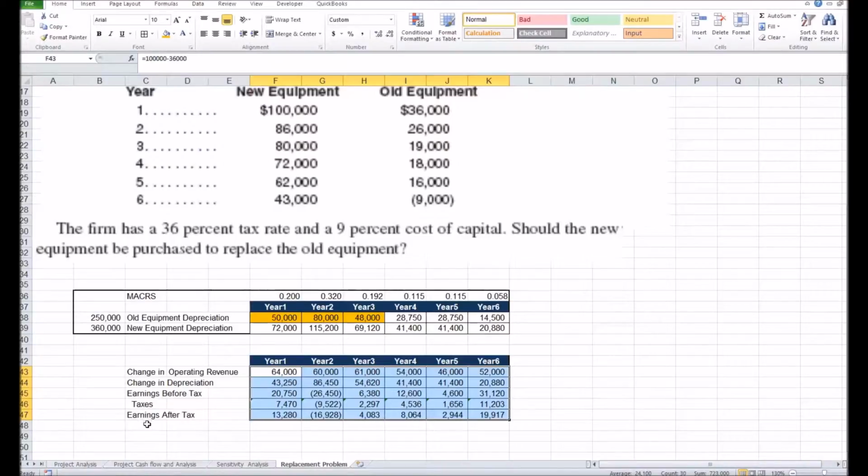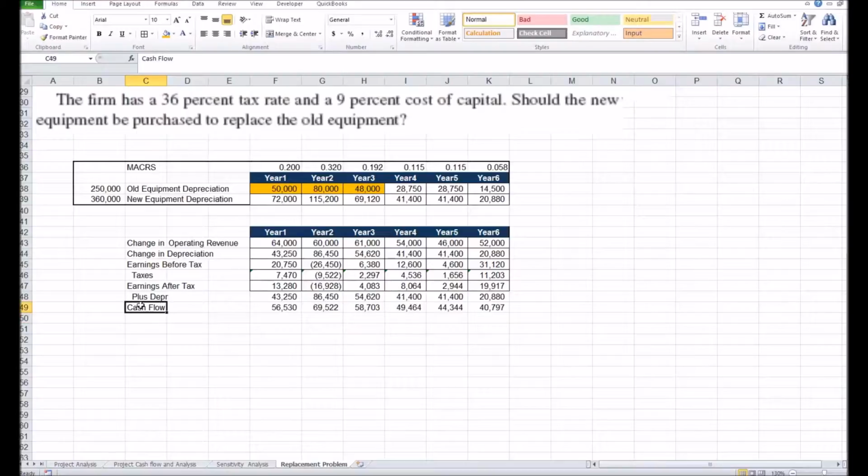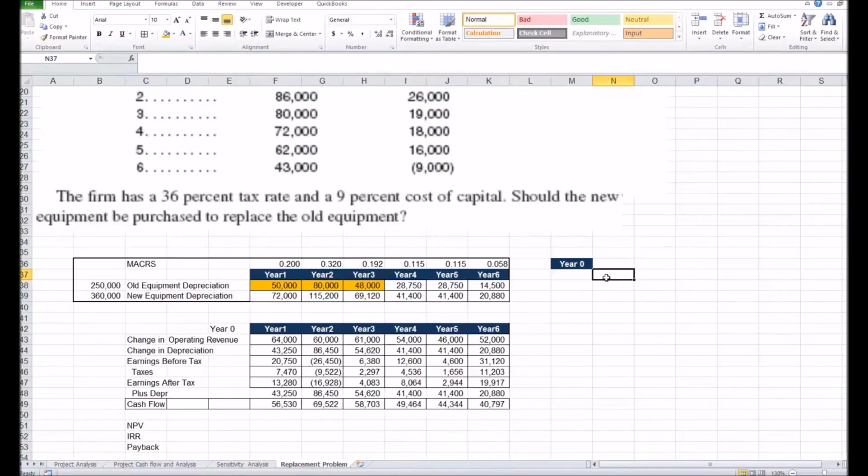And remember, we add back in depreciation, add back in the change in depreciation. That equals cash flow. We know what to do with cash flow: net present value, IRR, payback. So all that remains for us to do now is calculate what happens at year zero. What is the cash flow?